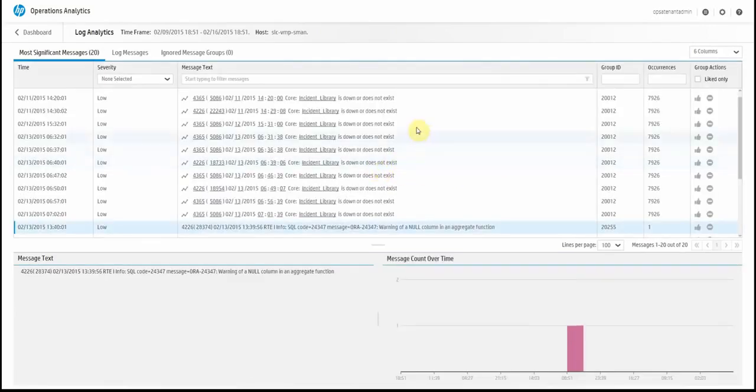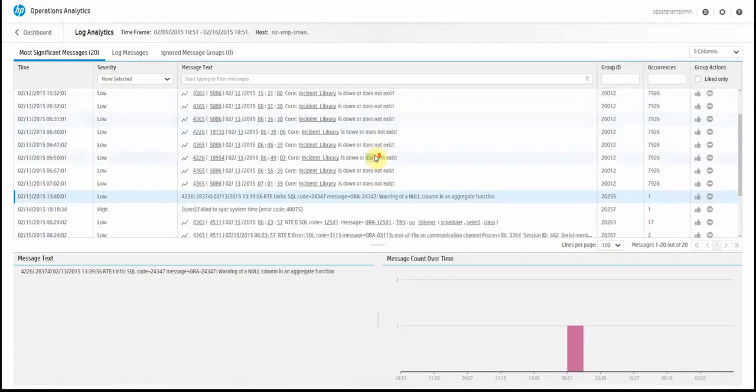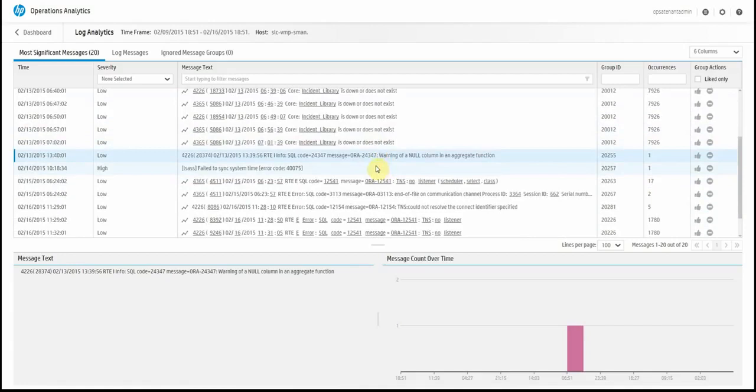By merely clicking on it, I get pulled back a list of all of the most significant messages. There are 20 of them. And we can start to break these down and see what is going on from these most significant messages' perspective. We can see here that there was a weighting of null column in an aggregate function that showed up on the 13th. That was the one occurrence that triggered that particular dot.